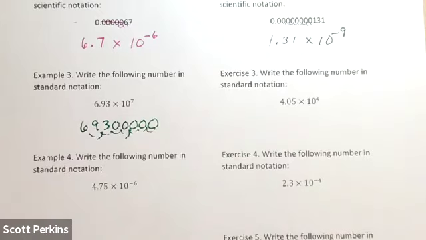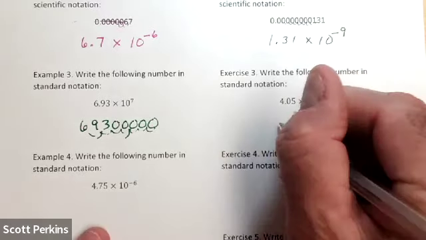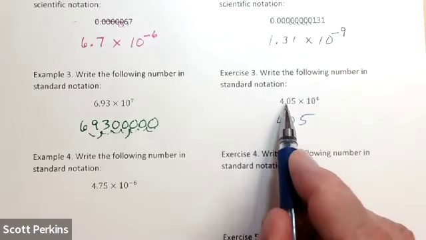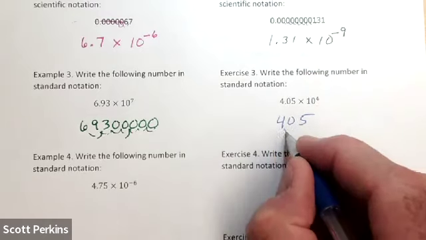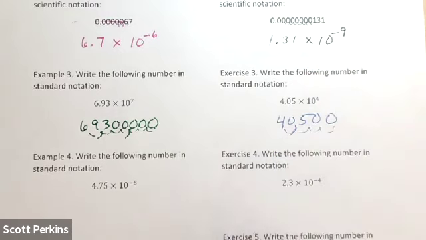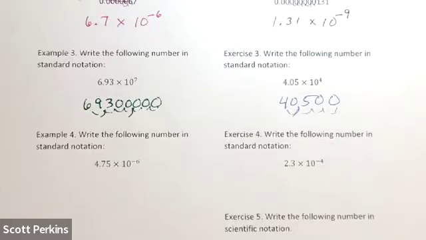Go ahead and do exercise 3, 4.05 times 10 to the 4th. I'd like you to write that as a regular number, please. So we've got 4.05 times 10 to the fourth. I'm going to write the 405, no more decimal. Now I'm going to take that decimal from where it was and move it 4 places. So that is 1, 2, 3, 4. That means I have to add on 2 zeros, and we have 40,500 as the number in standard notation.